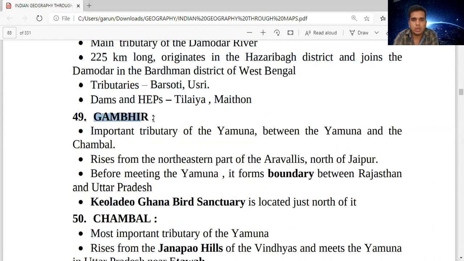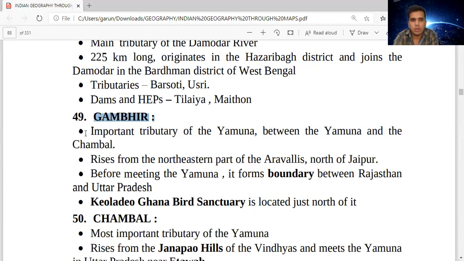Gambhir, not Gautam Gambhir, it's Gambhir. Important tributary of the Yamuna, between the Yamuna and the Chambal. These are very small basically. So that's why their name doesn't come that much.